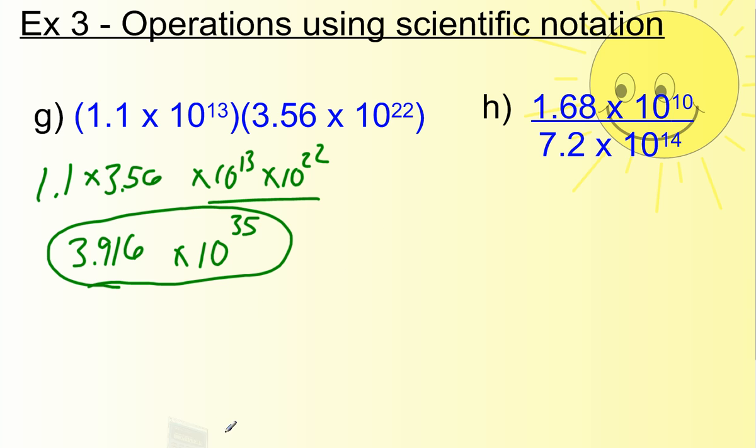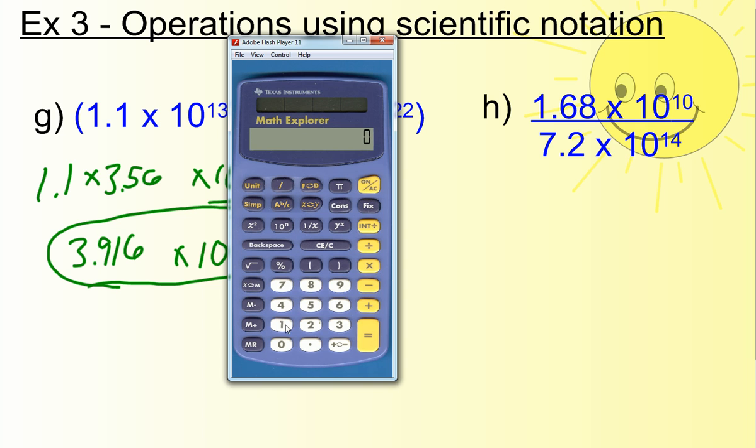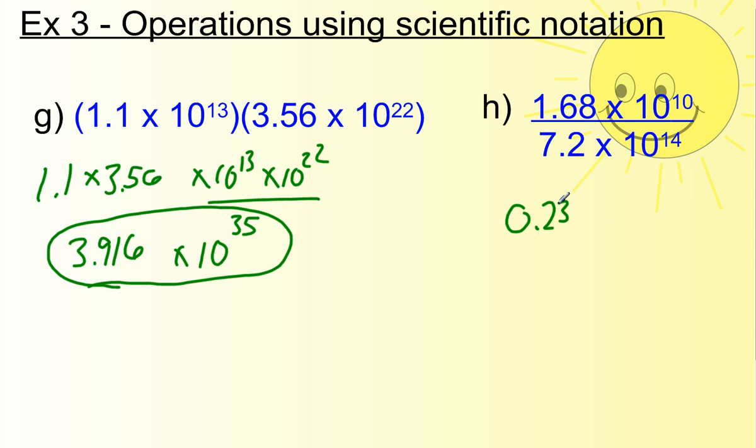Lastly, letter H. I'm taking my 1.68 divided by 7.2 equals 0.23 repeated, times, let's see, the 10 to the negative 14th comes up top, cancels here. The bases are the same, so you add the exponents, gives you 10 to the negative 4.